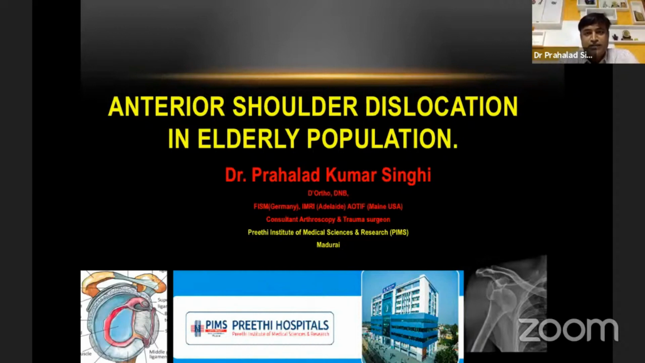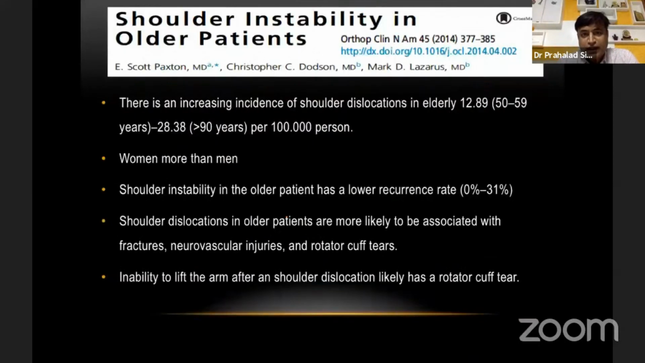Shoulder dislocation in the elderly population is a little different when compared to younger individuals. So we'll just go through how it makes a difference. There is an increasing incidence of these dislocations in the elderly because of their very poor muscular stability, and also because of frequent falls.